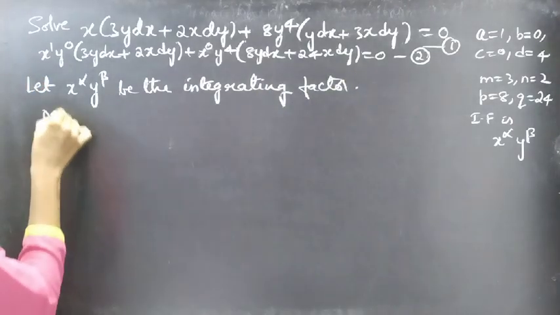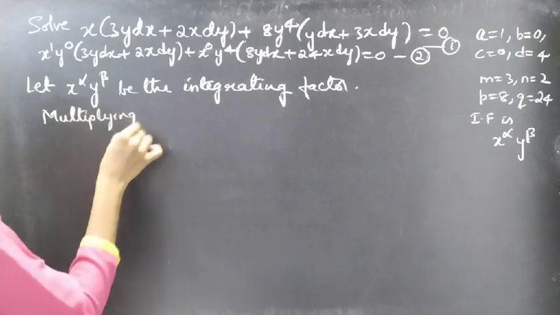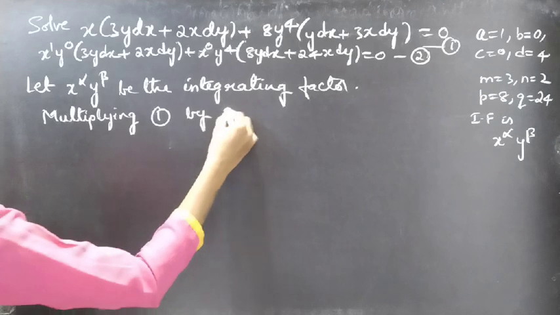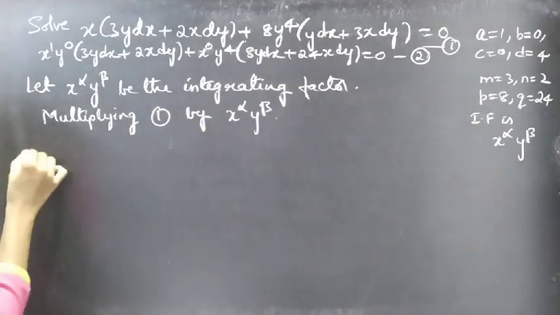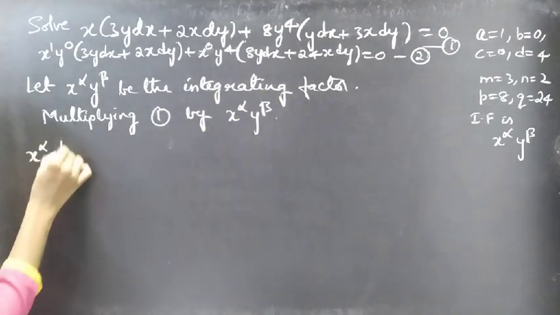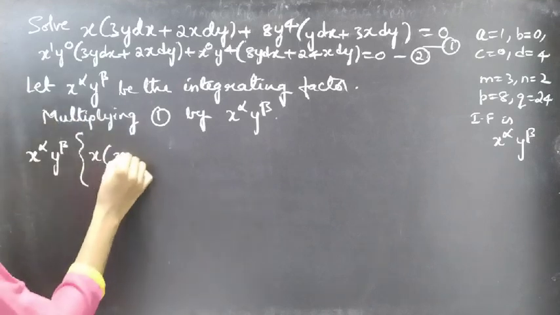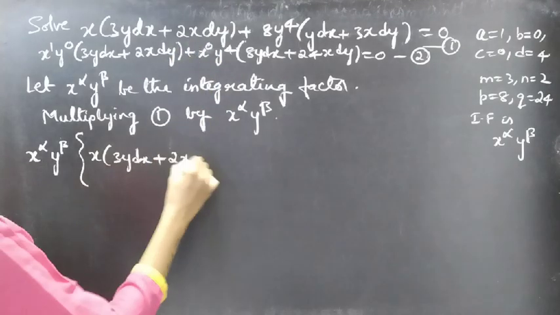Now, multiplying equation 1 by the integrating factor x power alpha y power beta. Okay, let's multiply the integrating factor to the given differential equation, that is equation 1.